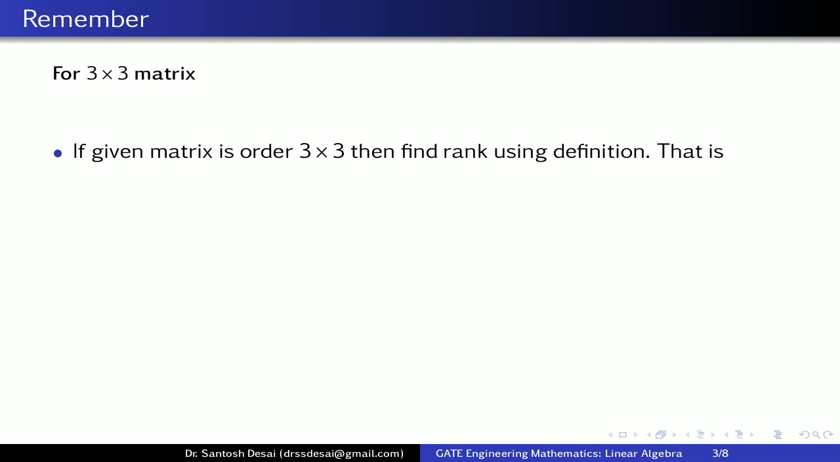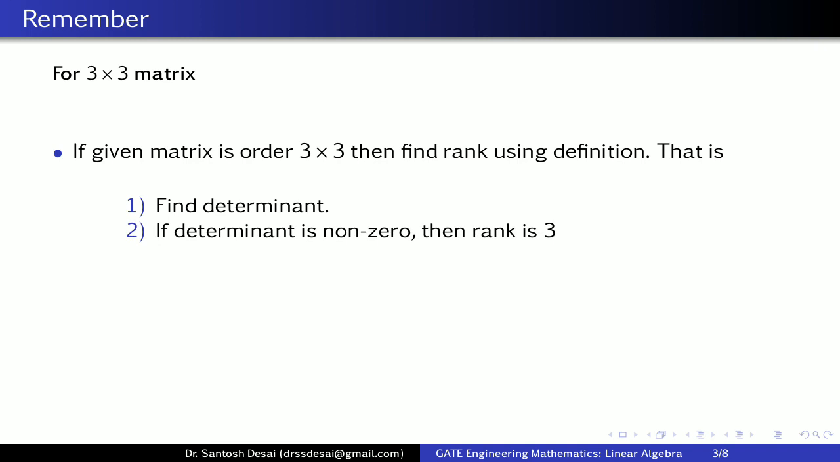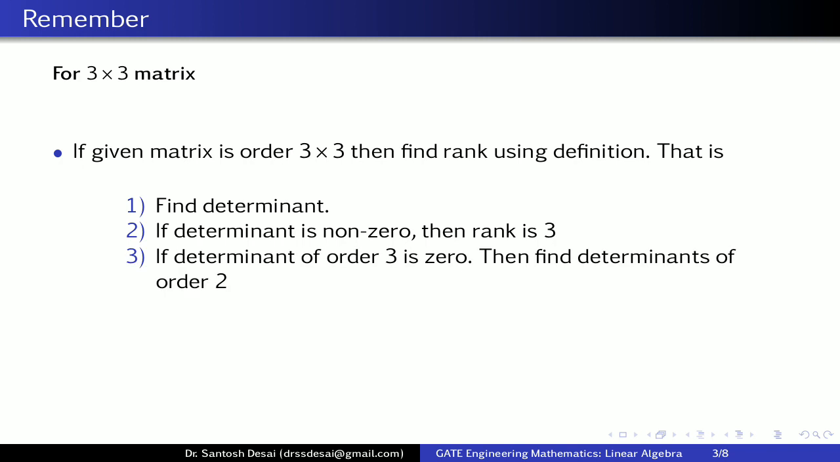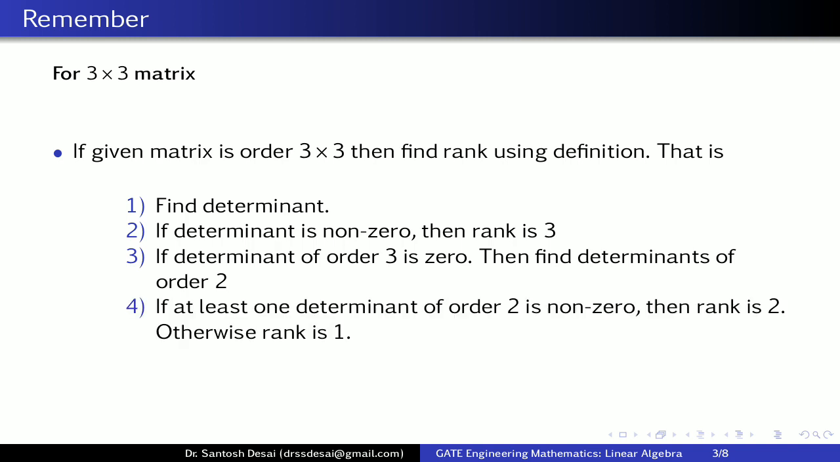If the given matrix is of order 3 by 3, then the rank of the matrix is obtained by using the definition of rank of a matrix. That is, first find the determinant of the given 3 by 3 matrix. If the determinant is non-zero, then we directly conclude that the rank is 3. If the determinant of order 3 is 0, then find determinants of order 2. Now the determinants of order 2 are obtained by deleting rows or columns or both rows and columns. So if at least one determinant of order 2 is non-zero, then the rank is 2, otherwise the rank is 1.